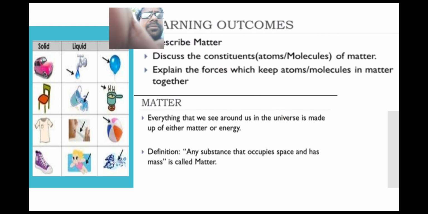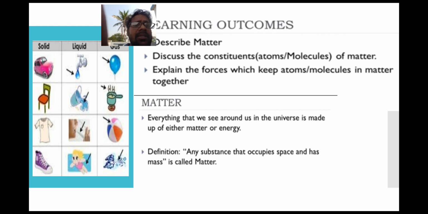What is matter? Any substance that occupies space and has mass is called matter. Yes, it is very clear. Anything that has mass and occupies space is called matter. I think you also have mass. You are also occupying space. This means you are matter.